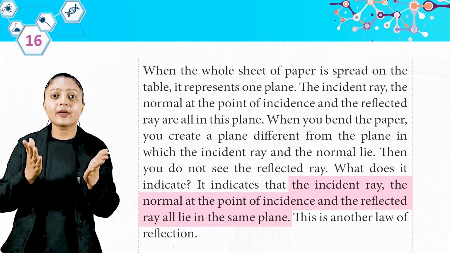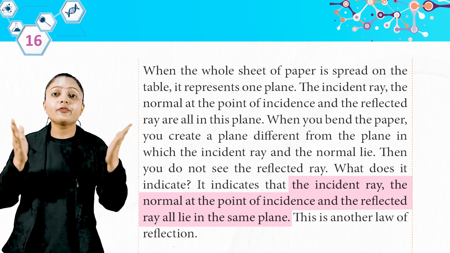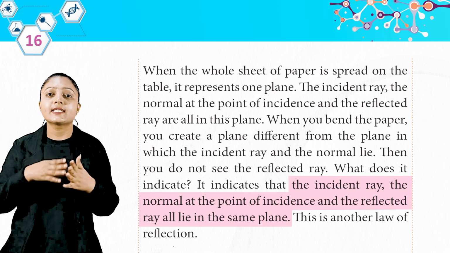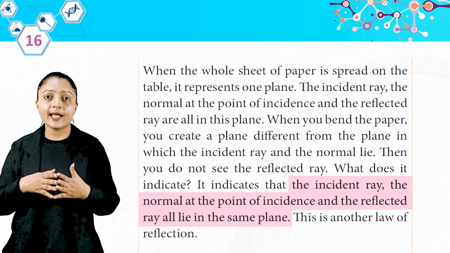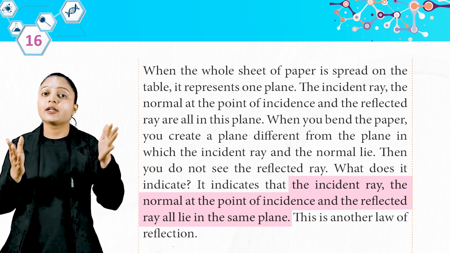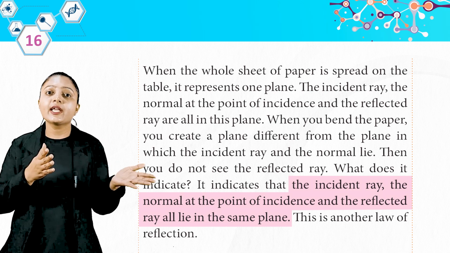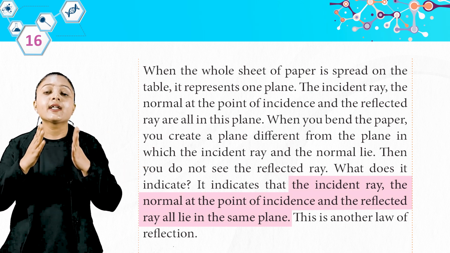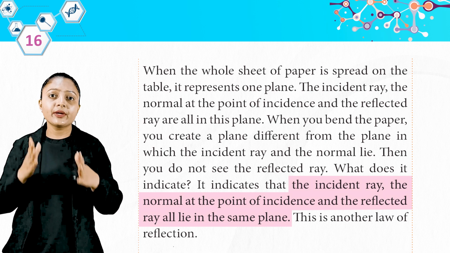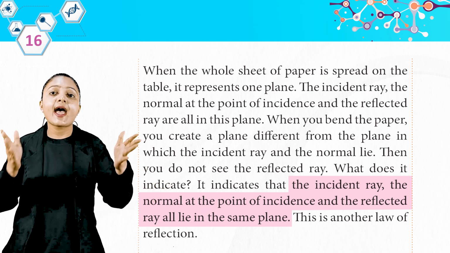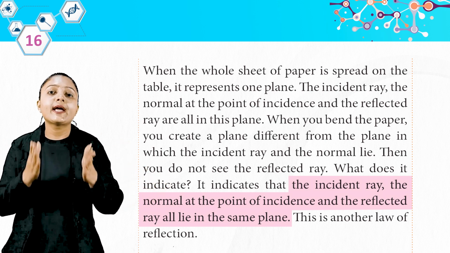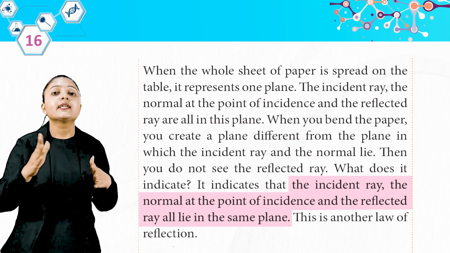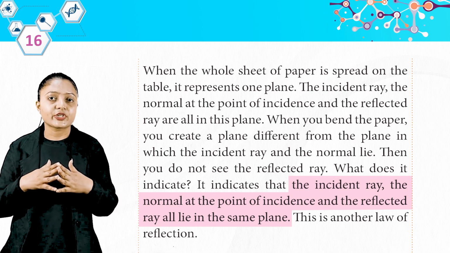When you bend the paper, you create a plane different from the plane in which the incident ray and the normal lie. Then you do not see the reflected ray. What does it indicate? It indicates that the incident ray, the normal at the point of incidence and the reflected ray all lie in the same plane. This is another law of reflection.